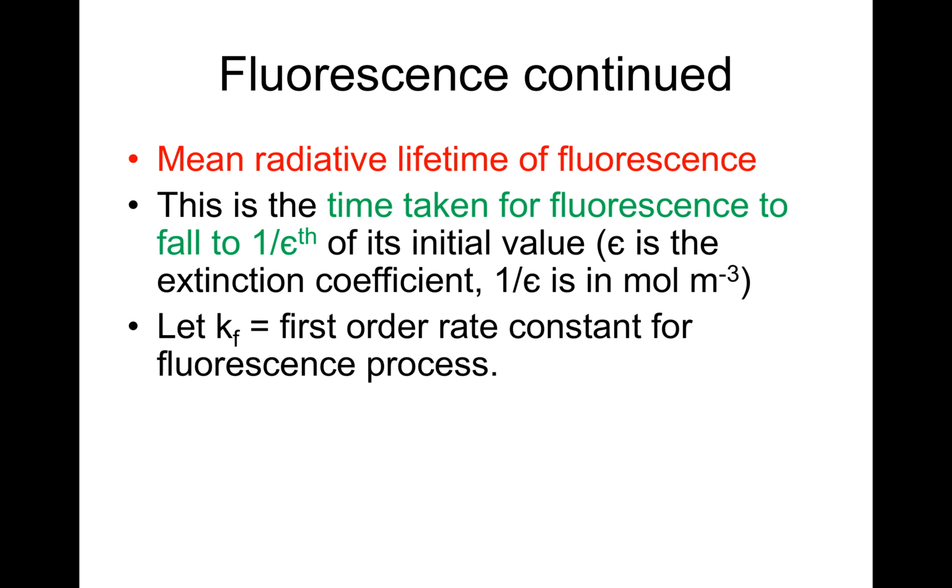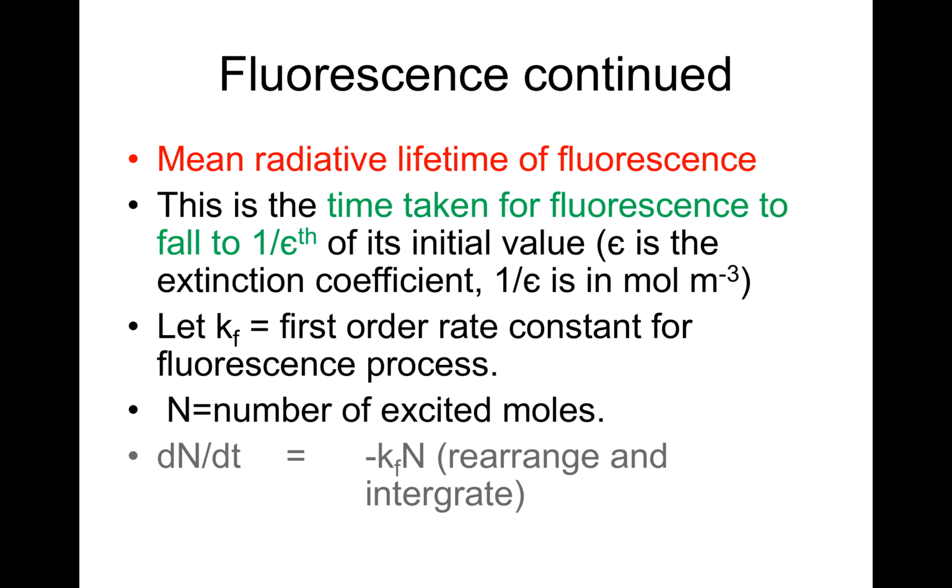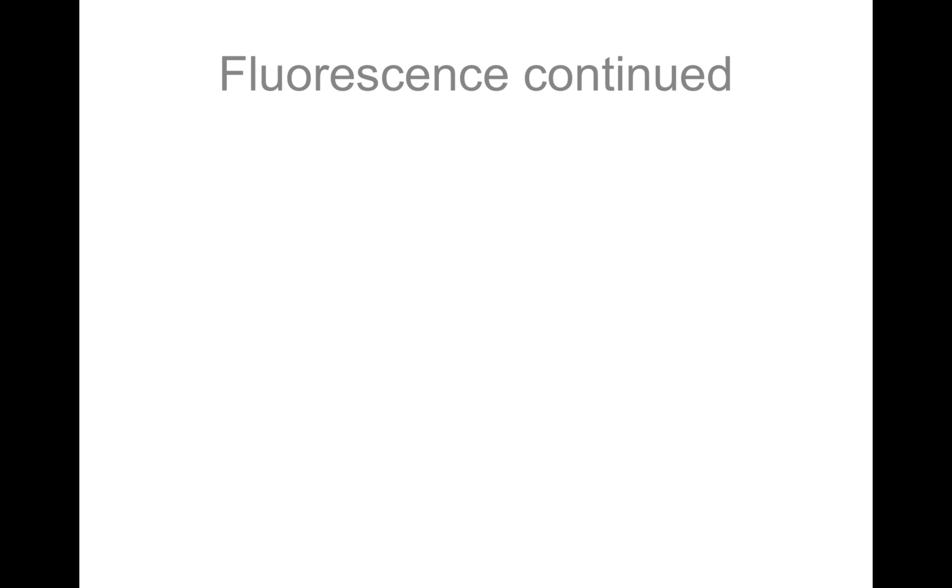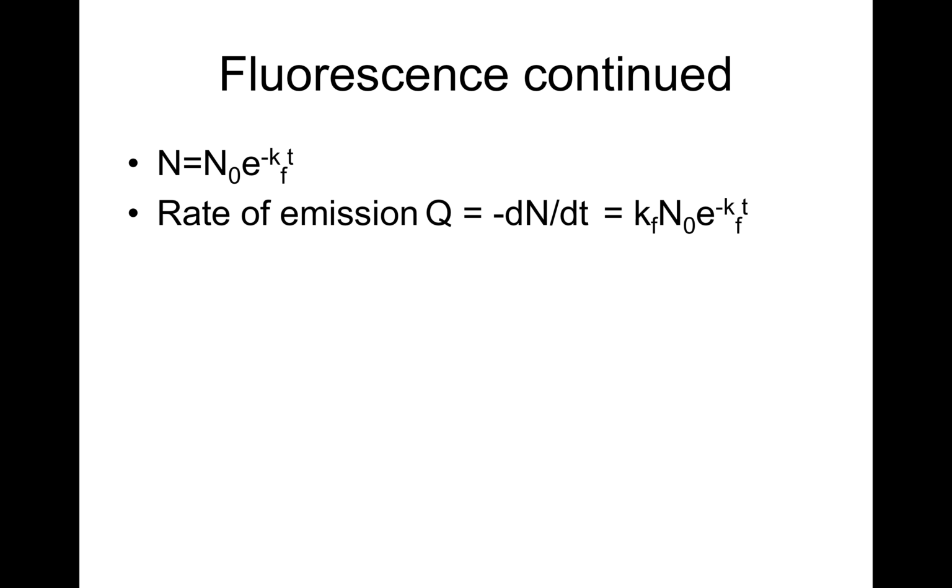Let Kf equal the first order rate constant for the fluorescence process. N equals the number of excited moles. dN by dt, therefore, is equal to minus Kf N, which we can rearrange and integrate, and we will obtain N is equal to N naught e to the minus Kf t. Rate of emission Q is equal to minus dN by dt, which is equal to Kf N naught e to the minus Kf t, which implies Q is equal to Q naught e to the minus Kf t.